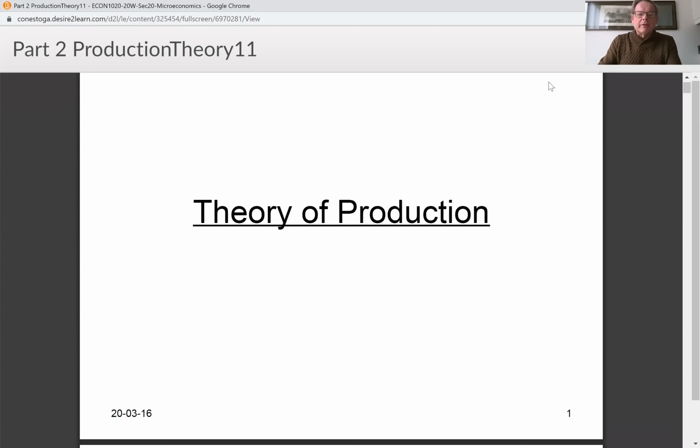We're going to talk about the theory of production, and you will find that in your textbook in chapter number 9. Chapter number 9 will also cover the cost of production, which we will get into later on. This evening, I will be flipping back and forth between the PowerPoint presentation and a graph, so hopefully everything will go smoothly.